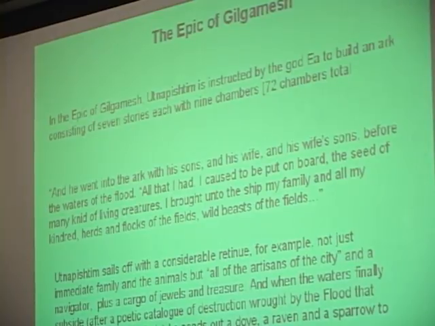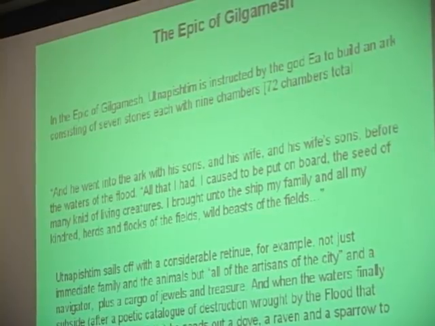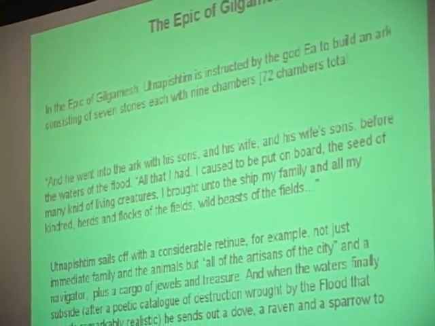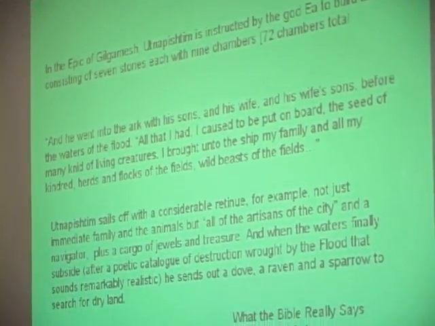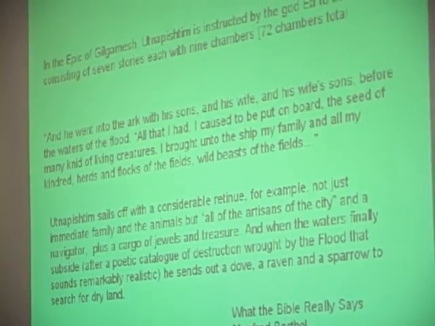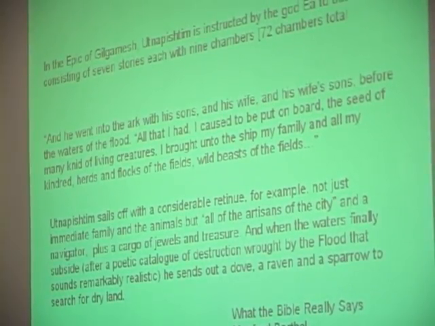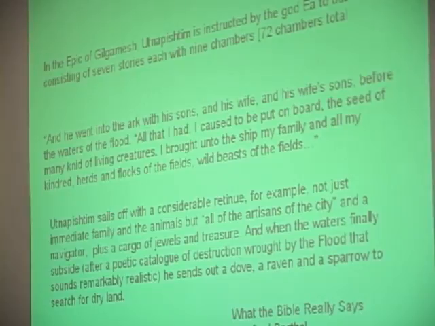And this is taken from one of the tablets. And he went into the ark with his sons and his wife's sons, don't quite understand that, before the waters of the flood. All that I had, I caused to be put on board. The seed of many kinds of living creatures. I brought to the ship my family and all my kindred, herds and flocks of the fields, wild beasts of the fields.